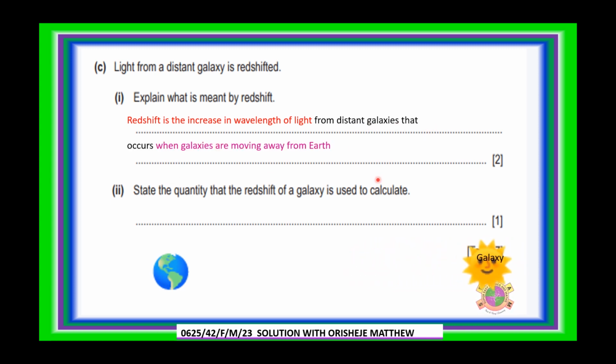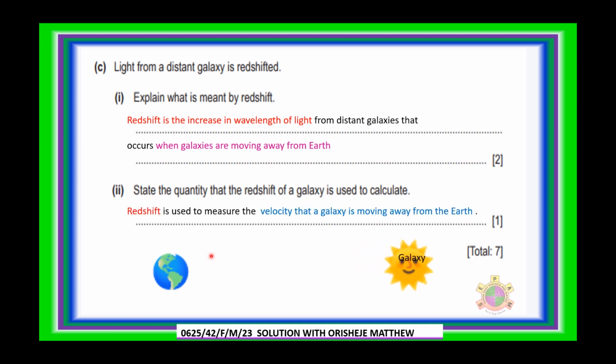Now, state the quantity that the redshift of a galaxy is used to calculate. It's used to calculate the velocity at which the galaxy is moving away from the Earth, how fast the galaxy is moving away. So with that, we come to the 7 marks on this question, and that brings us to the last question of this paper 4.